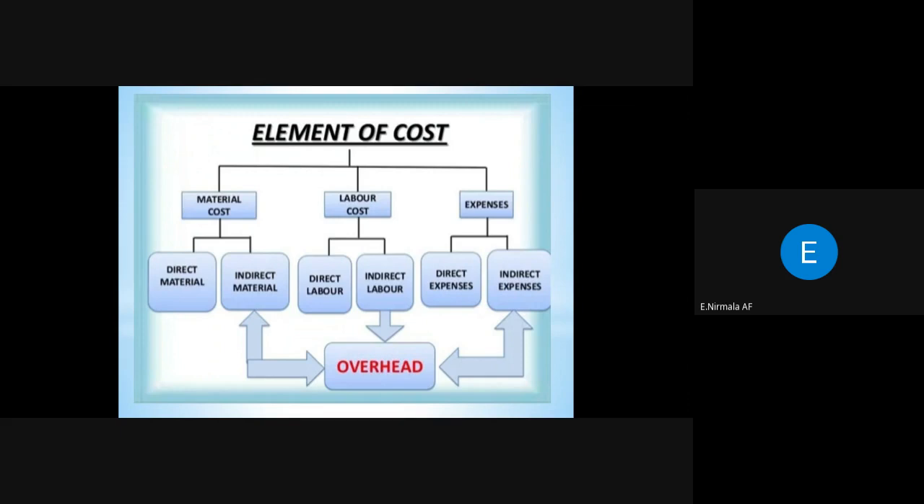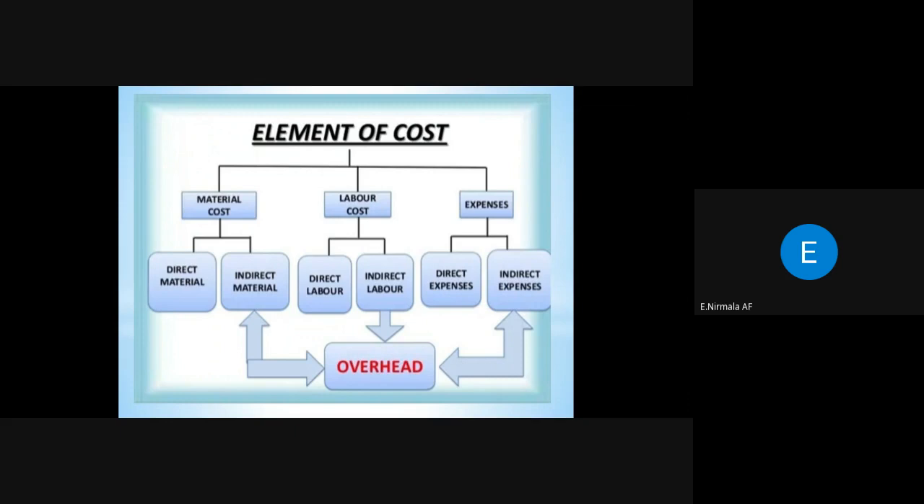It varies directly with the product. For example, we are giving salary to painters, welders, and some staffs. Next one is indirect labor. It refers to the amount paid to the workers who are indirectly engaged in the production of goods. It does not vary directly with the output. For example, we are giving salary to production supervisor and quality control staff.